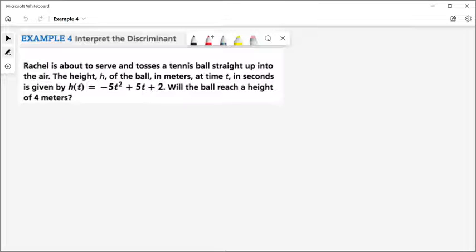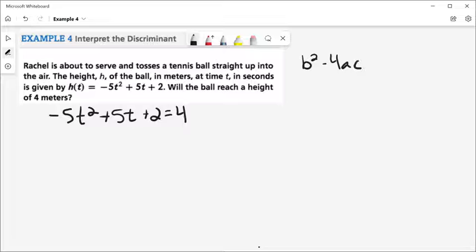In this example, we're being asked if the height of the ball will ever be 4 meters, and the height of the ball is modeled by this quadratic equation. So what we're being asked is if the solution to negative 5t squared plus 5t plus 2 equal to 4, we're being asked if this solution is real. So all we need to evaluate is the discriminant. Remember, b squared minus 4ac.